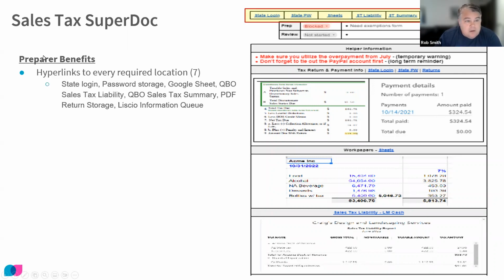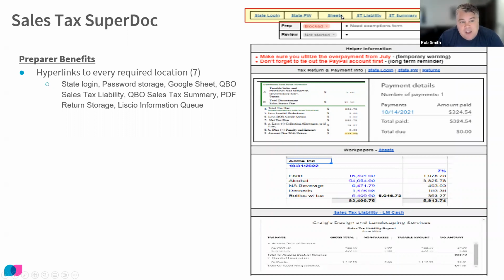So for the preparer, every hyperlink that they need to go to is going to be hyperlinked right here. Whether it's a state login where the password is, the sheets filed to do the calculations, the QuickBooks liability reports where all the tax returns are stored, and this right here goes to the Lisio information queue, the files tab, where the client actually uploads all their exemptions. So every place you need to go is right here.